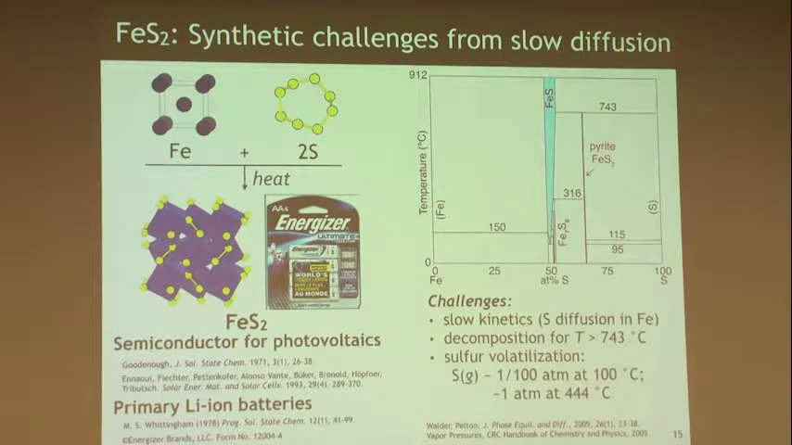There have been proposals of using it as a photovoltaic material. If we look at the phase diagram, if I mix 1 part iron, 2 parts sulfur, it takes me right around here. I see pyrite FeS2, and it has a decomposition temperature of about 743 degrees Celsius. So I can't go hotter than that, otherwise it falls apart. I also can't go that hot because sulfur is going to volatilize. It's going to reach about 1 atmosphere at 400 degrees Celsius, so about 700 degrees Celsius is about as high as I would want to heat this up in a sealed container.